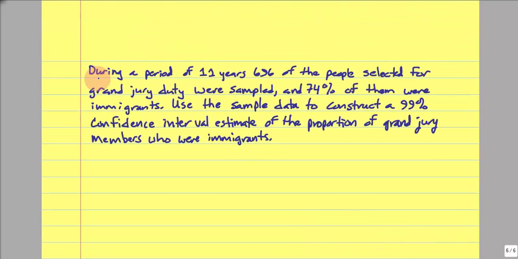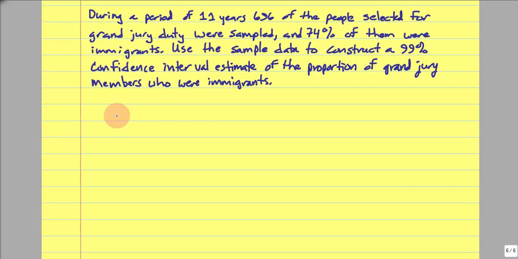So for this example, we have during a period of 11 years, 696 of the people selected for grand jury duty were sampled, and 74% of them were immigrants. We want to use the sample data to construct a 99% confidence interval estimate of the true proportion of grand jury members who are immigrants. So this value, 11 years, is kind of a red herring. We're not going to need this. Now there's a second part to this question, but let's go ahead and construct the confidence interval first.